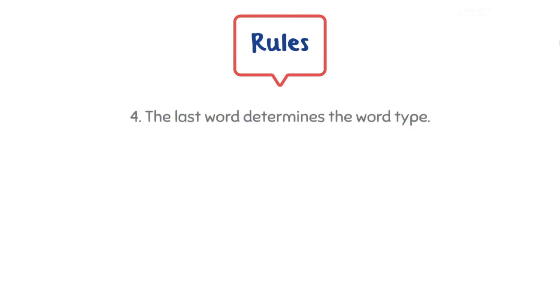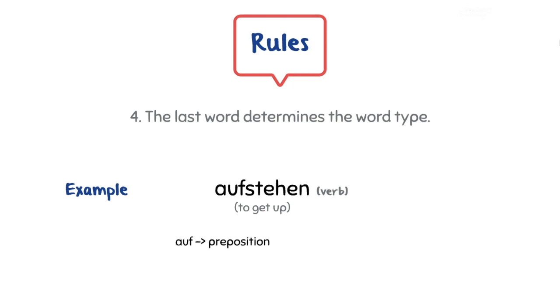And next, the last word determines the word type. Here we have the example of aufstehen, which can be translated as to get up. Aufstehen is a verb. Here we have the vocabulary auf, which is a preposition and can be translated as on, plus stehen, which is a verb and which can be translated as to stand. Aufstehen.